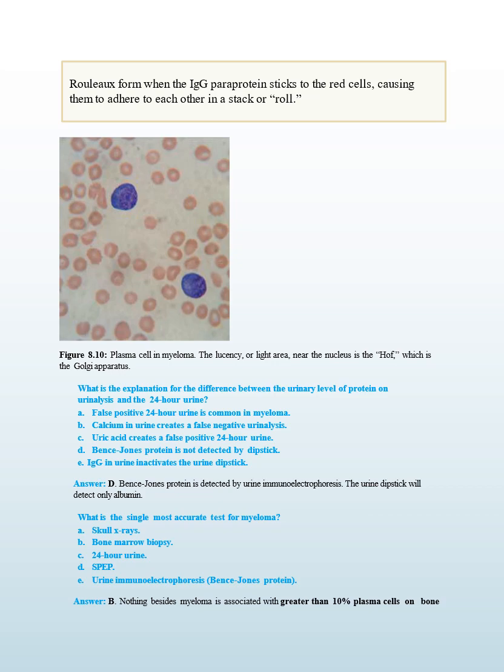Here there is a clinical tip which states that Rouleaux formation is when the IgG paraprotein sticks to the red cells, causing them to adhere to each other, and they form stacks or rows. On figure 8/10, we see plasma cells in myeloma. The lucency or light area near the nucleus is the so-called hof, which is usually the Golgi apparatus.